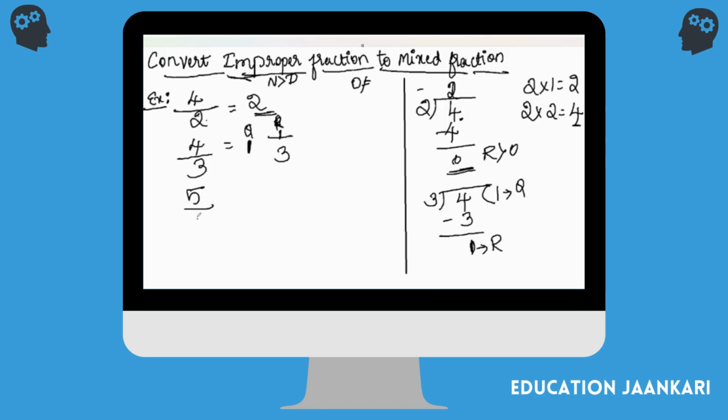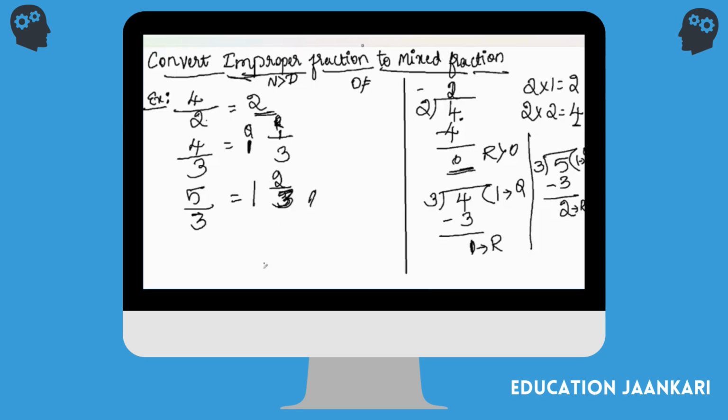I'll take quickly one example. Now you tell me, if I divide this 5 by this 3, 3 ones are 3, subtract, you will get 2 as the remainder, isn't it? 1 is the quotient. 1, 2 by 3. Excellent, Mohit. This is the answer.